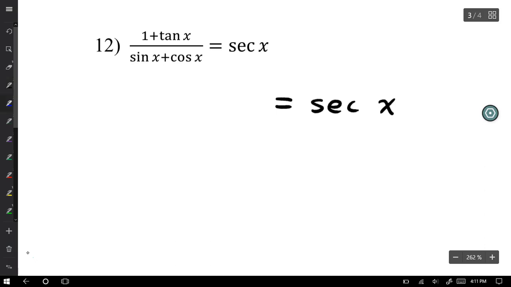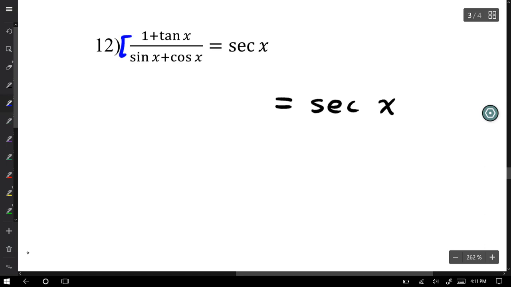And before I figure out what I'm going to do to this left-hand side, I'm going to think about the right-hand side some more. How do I get a secant of x? Well, that tells me it's 1 over cosine of x. So something in me thinks this is going to play a role in creating it. And I need to keep that in mind because this left side just looks awful.